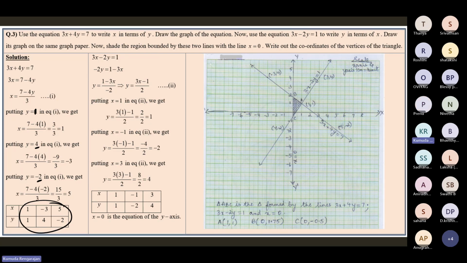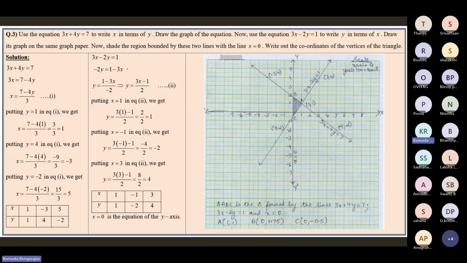So this is the line. This is that line. 3x plus 4y is equal to 7. So this is one part of the question. To take this equation and write x in terms of y and draw the graph of the equation. So we are done there. Now use the equation 3x minus 2y is equal to 1 and write y in terms of x. So take the second equation and write y in terms of x.